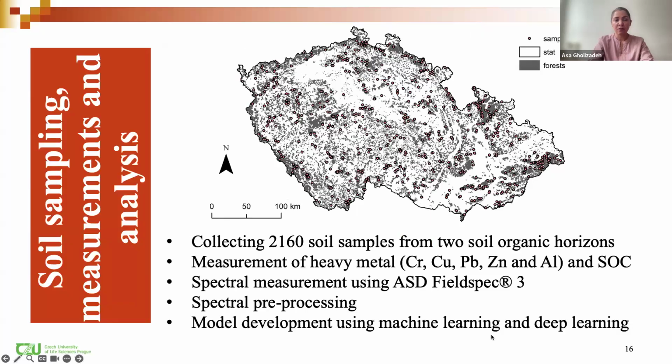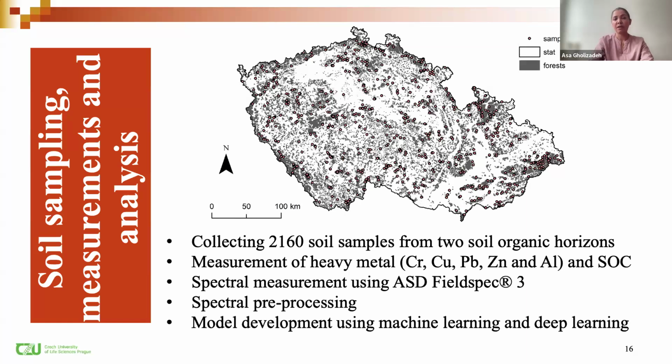Here you can see that we collected samples from almost all the forested sites in the country, which is about 34% of the country. Czech Republic has been covered by forest, about 34% of the area of the country. We collected about 2,160 soil samples from two different organic horizons of the soil. And the soil samples were taken to the laboratory to measure their heavy metals, including chromium, copper, lead, zinc, and aluminum, and also soil organic carbon as a spectrally active soil parameter.